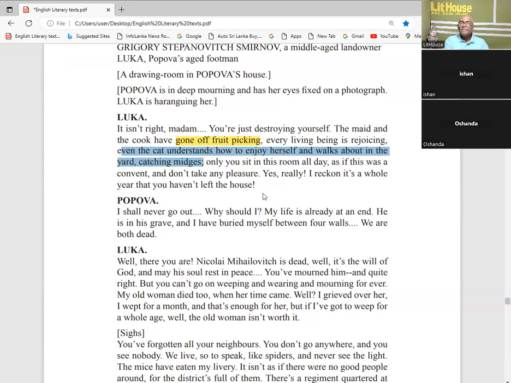This is haranguing, criticism. Actually, Luka is a man of realistic life. Actually, this is the reality of life. We must not die on the dead people.